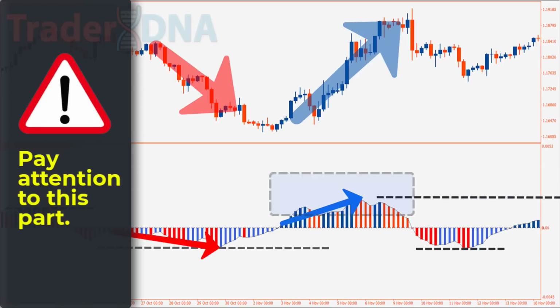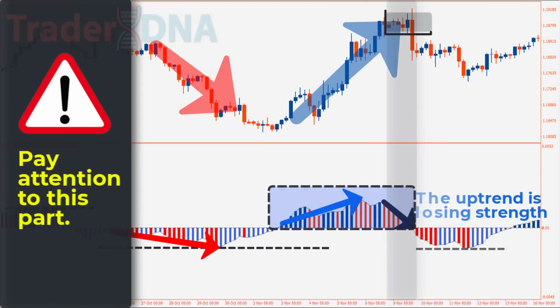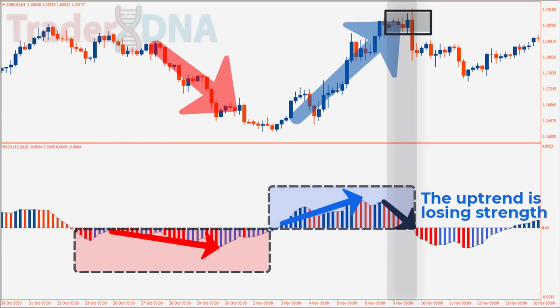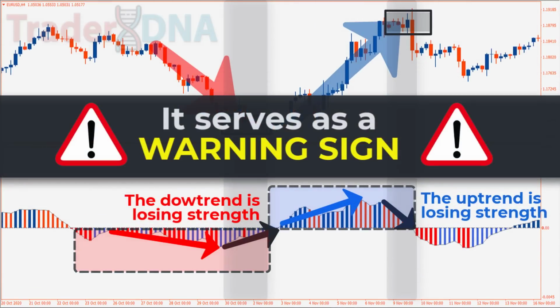When the histogram is positioned above the zero line, indicating positivity, but begins to decline towards zero, it suggests that the uptrend is losing strength. Conversely, when the histogram resides below the zero line, indicating negativity, but starts to ascend towards zero, it signals a weakening downtrend. In essence, the diminishing height of the histogram, whether above or below the zero line, indicates a diminishing momentum underlying the trend. However, it's essential to note that while this serves as a warning sign, it doesn't inherently provide a signal to initiate long or short positions.